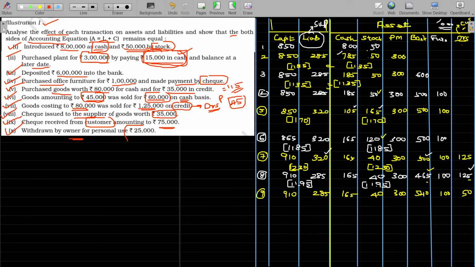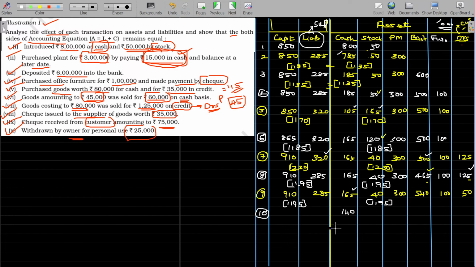Withdrawn by owner for personal use, rupees 25,000. Owner is taking. I assume the money is withdrawn from the cash balance, so I can subtract that from cash here. After the 9th, what is the total? The total will not have any impact. 1195 remains the same, because the adjustment happens on either the asset side or the liability side and will not have any impact on the balance sheet. So here we don't have any impact on the accounting equation. Totals remain the same. The 10th transaction being cash withdrawn, cash will be reduced by 25. Already we have 165. From there 25 is subtracted. Now the cash balance is 140.